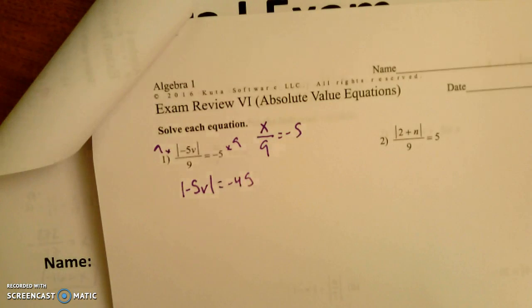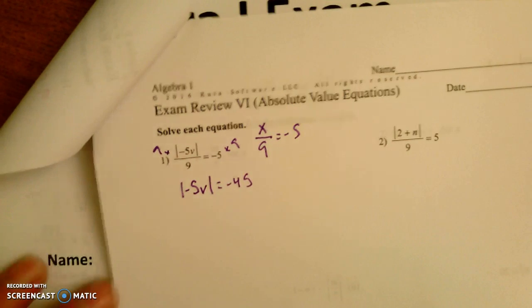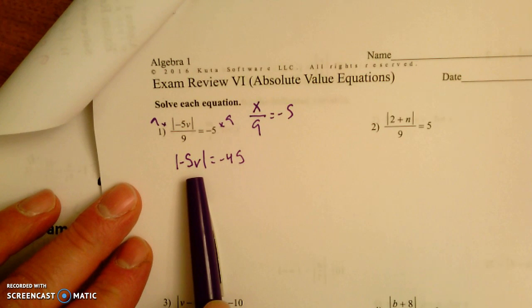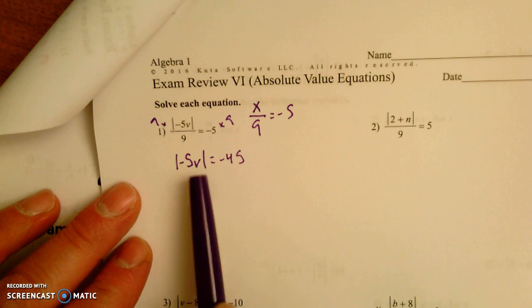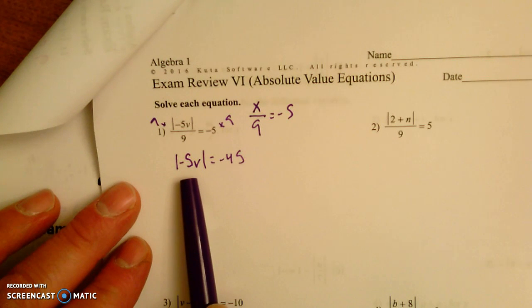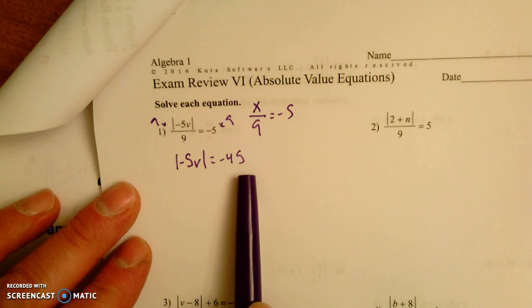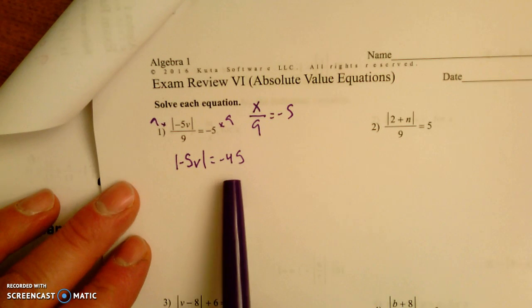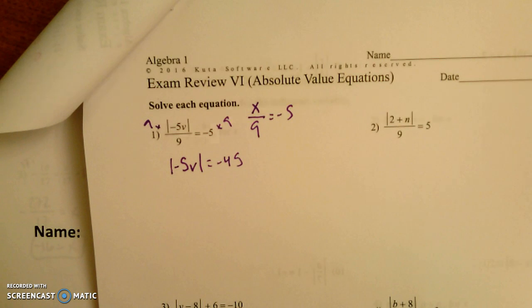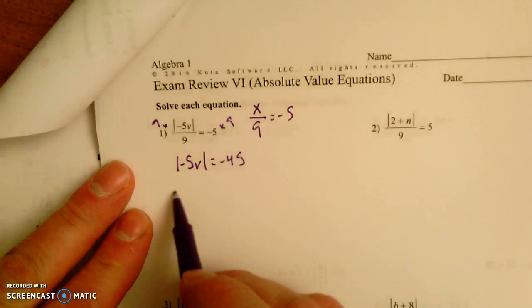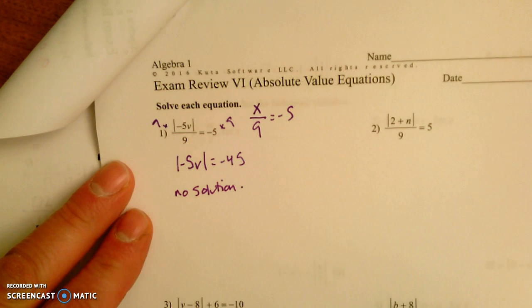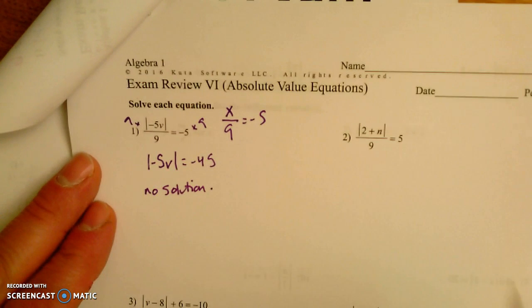Now, at this point, it's kind of a special case, we can just totally stop. The reason is, whatever this negative 5v is in here, its distance from 0 on the number line is negative 45. Well, nothing has a distance from 0 on the number line equal to negative 45. That'd be like saying I rode my bike negative 45 miles today. Doesn't make any sense. No solution.